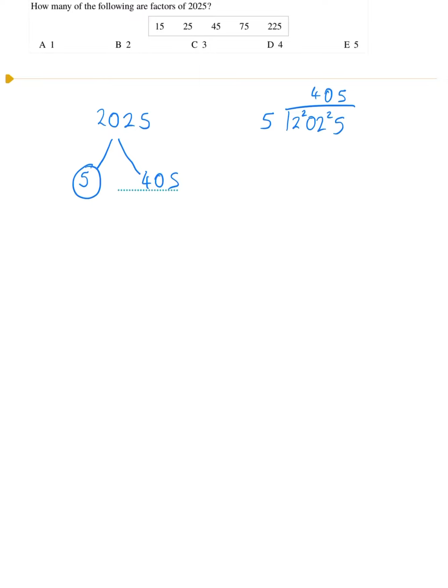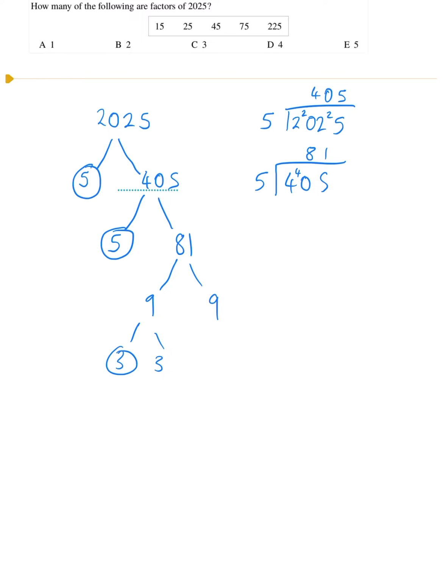And we do the same thing. What number goes into 405? Well, I can tell you 5 does, because it ends with a 5 again. Does 5 go into 4? No. Does 5 go into 40? Yes, 8 times exactly. Does 5 go into 5? Yep, 1 time, 81. So 5 times by 81 would give me 405. 81 is made by doing 9 times by 9. And then is 9 prime? Nah, it's got 2 factors, which are 3 and 3.